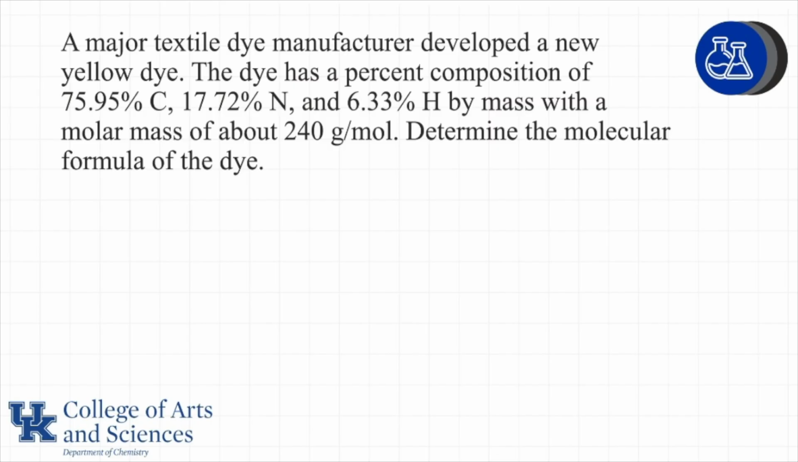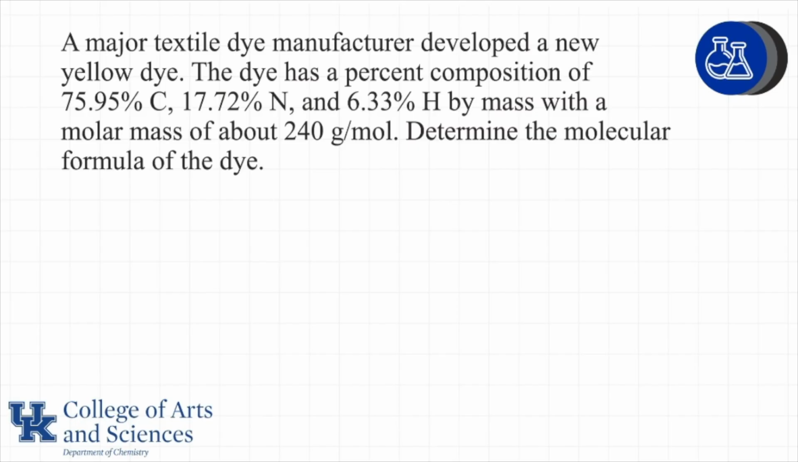Let's look at another example. A major textile dye manufacturer developed a new yellow dye. The dye has a percent composition of 75.95% carbon, 17.72% nitrogen, and 6.33% hydrogen by mass, with a molar mass of about 240 grams per mole. Determine the molecular formula of the dye.